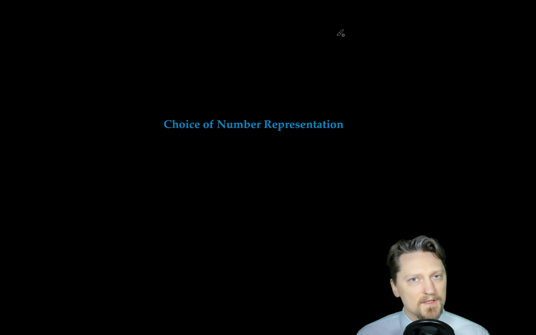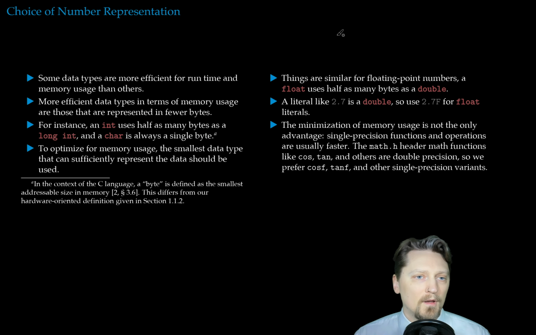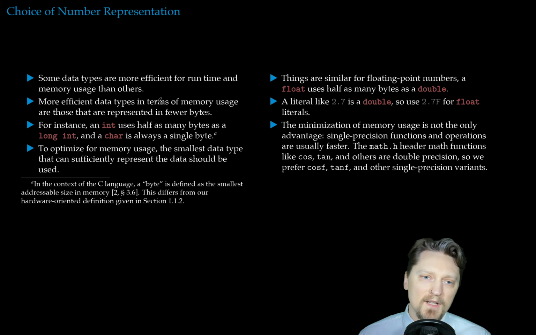Choice of number representation. Some data types are more efficient for runtime and memory usage than others. More efficient data types in terms of memory usage are those that are represented in fewer bytes. For instance, an int uses half as many bytes as a long int, and a char is always a single byte. To optimize for memory usage, the smallest data type that can sufficiently represent the data should be used.